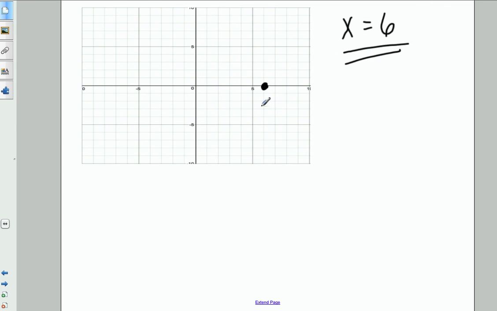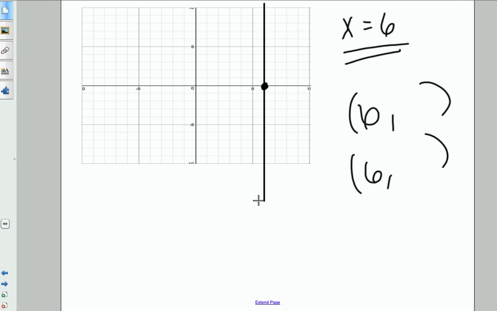How does that one graph? Well, what does that mean? What does x equals 6 mean? Every ordered pair what? 6 for what? The x. So every ordered pair on this line has a 6 for x. That's what that means. So it's an undefined slope. What does the line look like? It's a vertical line. Good. That's it.